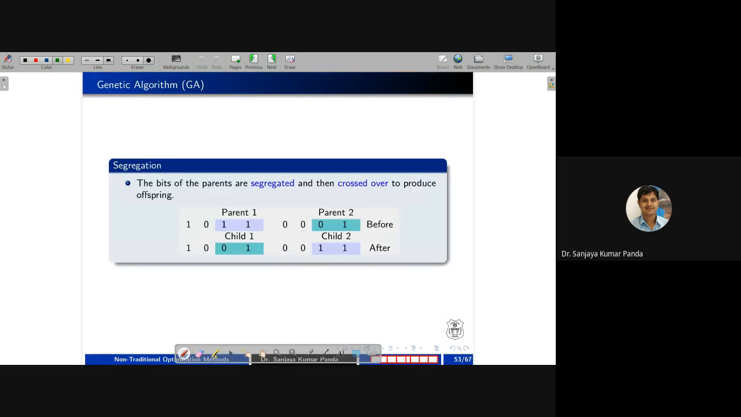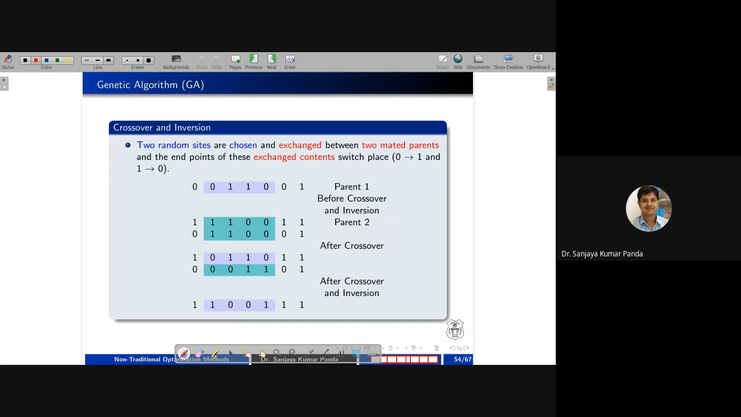Similarly, there is another called segregation. Here also you have to choose 2 different points. You will take the parent 1 value as it is, but you will take the parent 2 value to the child 1. Similarly, you will take the first part of parent 2 to the child 2, second part of parent 1 to child 2. So the bits of the parent are segregated here and then crossed over to produce the offsprings. Alternatively, you can say it is the same as single point crossover.